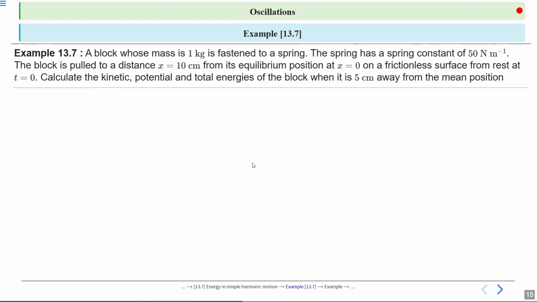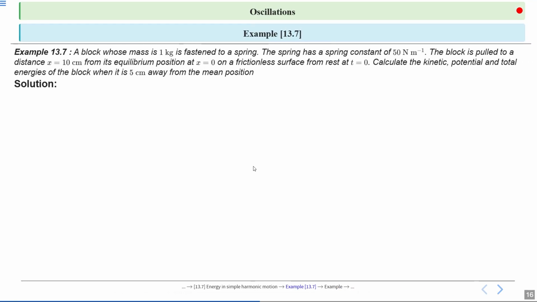Example 13.7. A block whose mass is 1 kg is fastened to a spring. The spring has a spring constant of 50 newton per meter. The block is pulled to a distance x equal to 10 centimeters from its equilibrium position at x equal to 0 on a frictionless surface, from rest at t equal to 0. Calculate the kinetic, potential and total energies of the block when it is 5 centimeters away from the mean position. Let's see the solution.